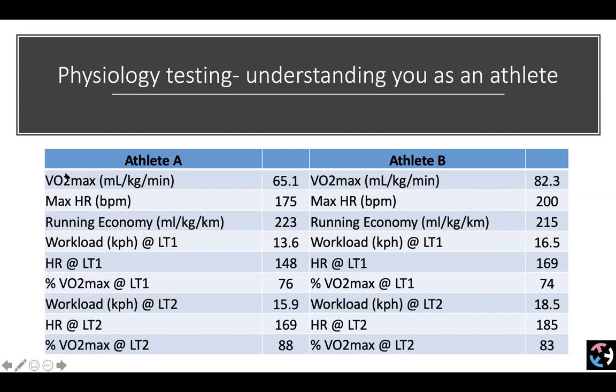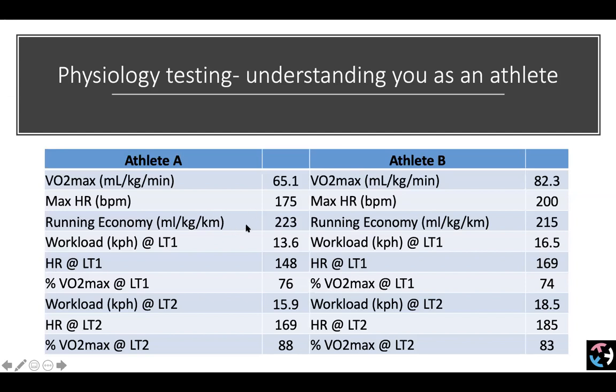Now, this is all well and good, but actually it's not the be all and end all for an endurance athlete if their VO2 max isn't massive, and it doesn't mean that someone with a 65 VO2 max can't run as fast as someone with an 82. It just means that that's your aerobic ceiling. Although it does help, it can impact on it. It's not the be all and end all.